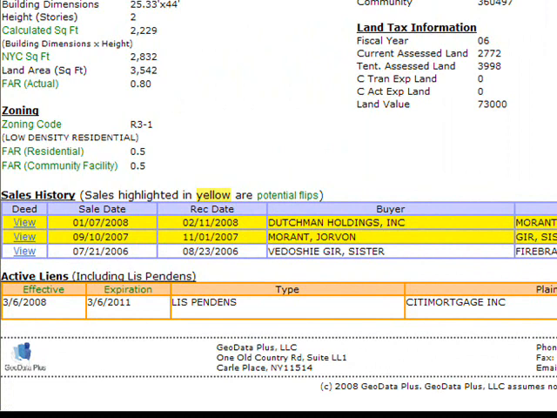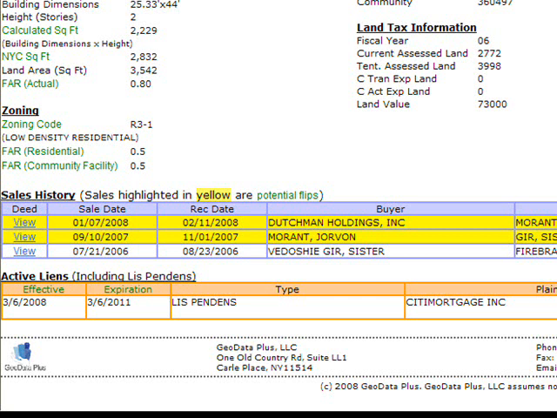You'll notice that some of the sales happen to be highlighted in yellow. This is an indication of a potential flip. GeoData defines a potential flip as any property that has been sold more than once within a one-year period. There has not necessarily been fraudulent activity on this property. However, we're bringing the high frequency of activity to your attention by highlighting these sales in yellow.